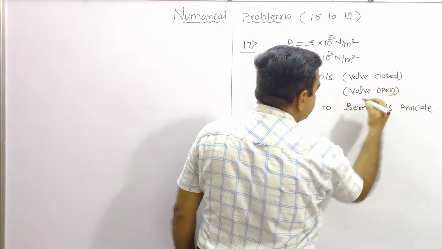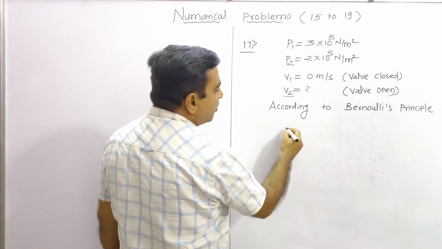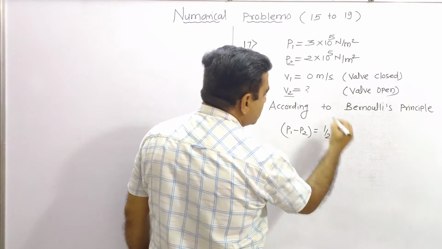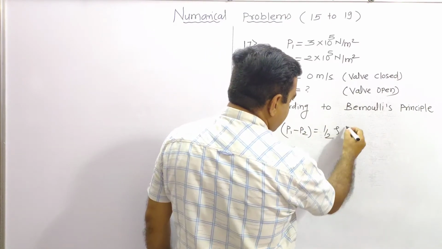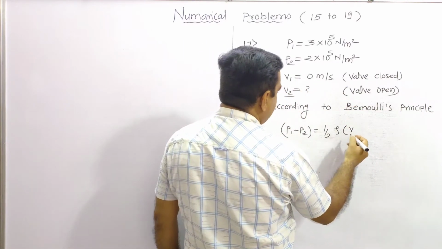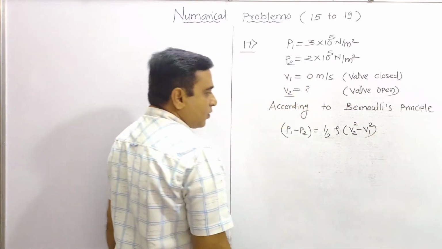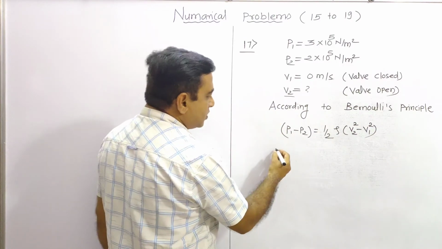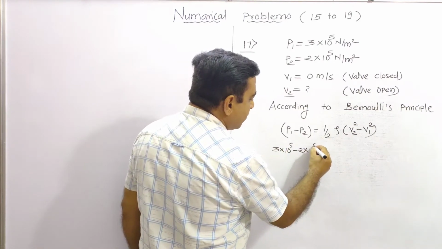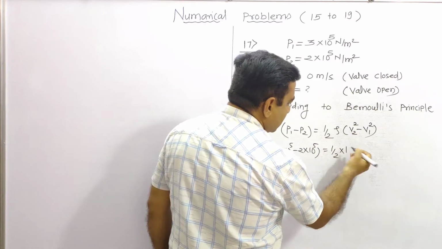When the wall is open, what will be the velocity that we need to calculate? So here it is. According to Bernoulli's principle, P1 minus P2 is equal to 1 by 2 density into V2 square minus V1 square. This is the formula. Now we need to substitute 3 into 10 raised to power 5 minus 2 into 10 raised to power 5 inside the bracket, which is equal to 1 by 2 into 1000, which means 10 raised to power 3.